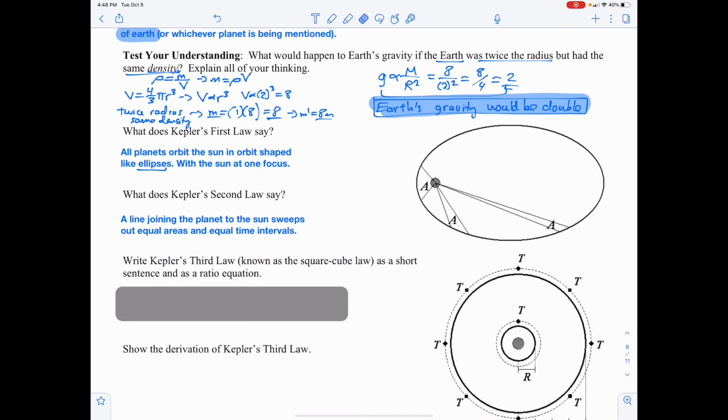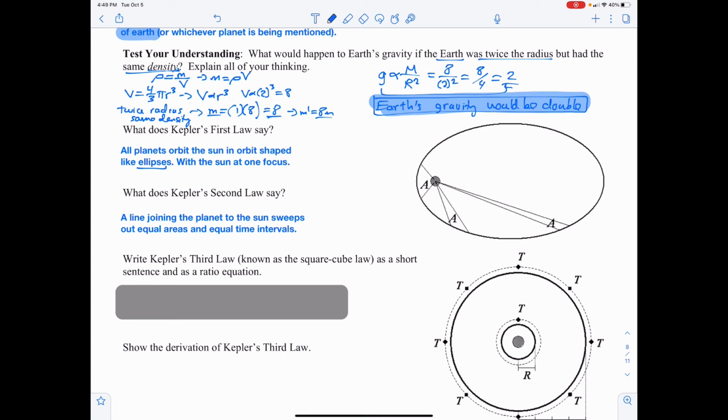The second law states that a line joining the planet to the sun is going to sweep out equal areas in equal time intervals. So if we drew a line from here to here, and the planet, let's say, is right here, and we follow that to this point right here, and let's say that's swept out a 10-day interval. Then that means that this area from here to here, if that's the same 10-day time interval, that area is the same as that area right there.